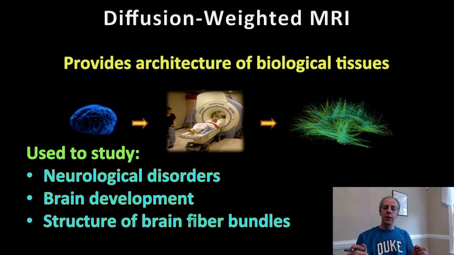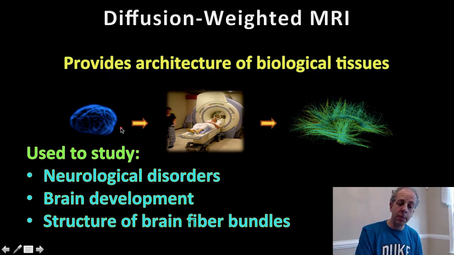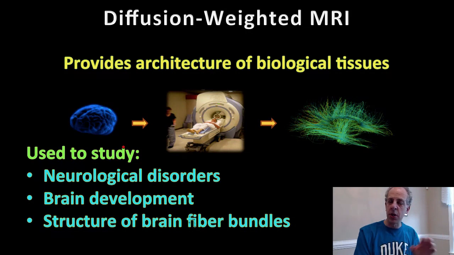So what is diffusion-weighted imaging? The basic concept is relatively simple. You have a brain. Actually, we're talking about brain imaging, but you can do diffusion imaging for other organs. You go into a magnet, an MRI machine, the same type of machine, so it's kind of the same classical hardware. We're going to just use it differently.